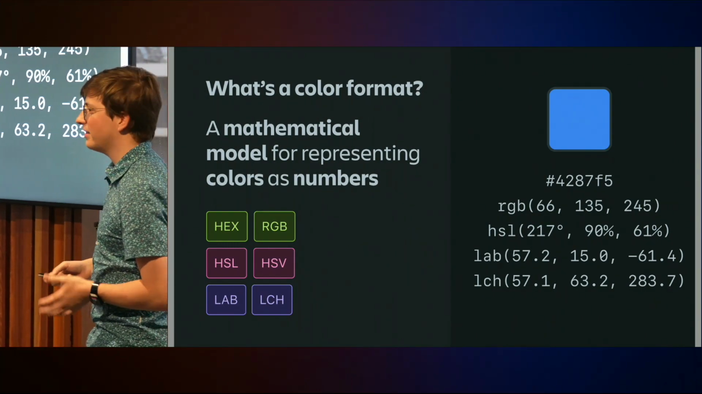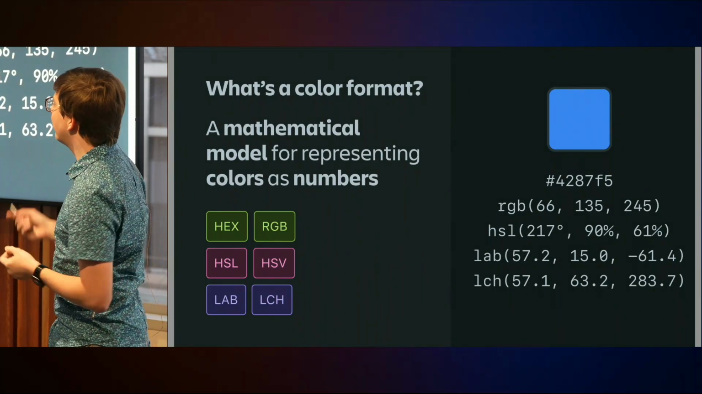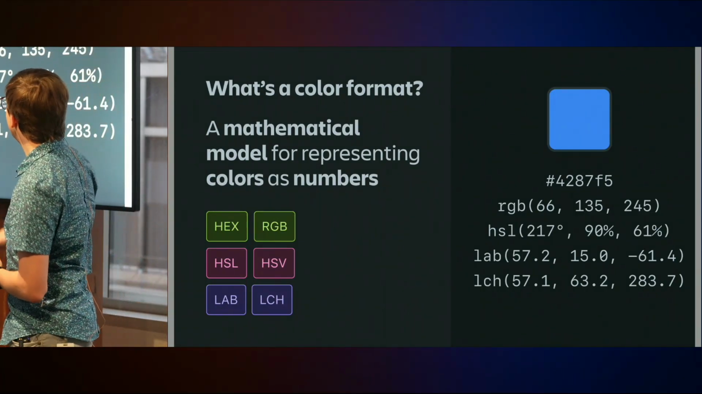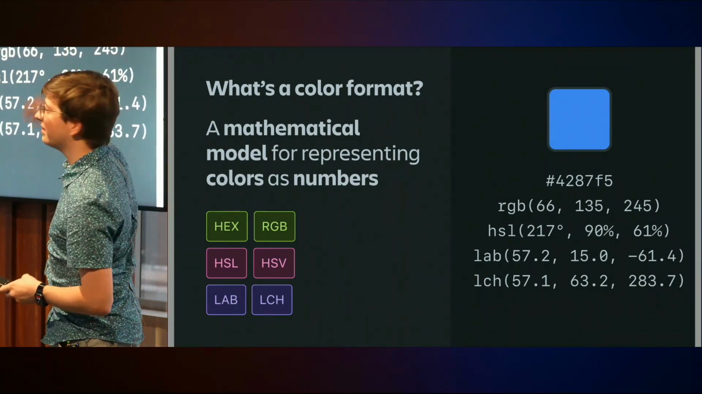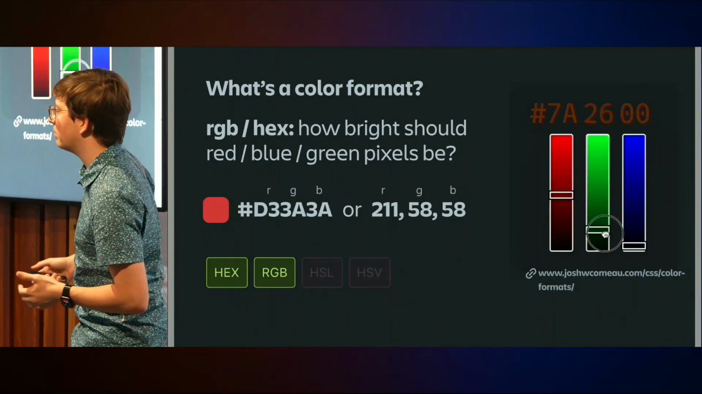So color formats. Let's talk about those. So, we've talked about the color spaces, but how do you choose a color from them? Well, that's where color formats come in. Color formats are some kind of model for representing colors as numbers. They're generally a tuple of 3 values. Hex is basically a tuple if you split it out into groups of 2. So RGB and hex is the most common one.